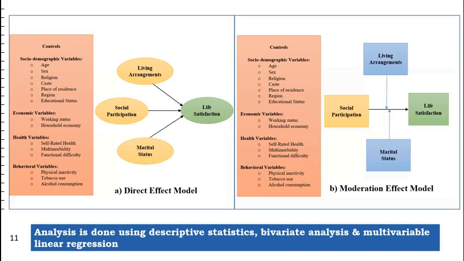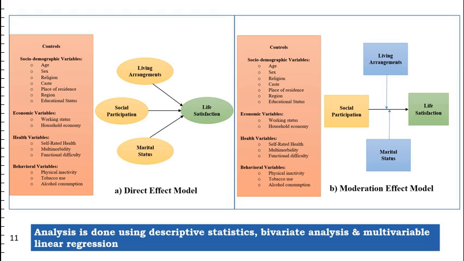So these are the conceptual frameworks I have created for this study. The first framework shows the direct effect of these 3 major variables, that is living arrangement, social participation, and marital status, on life satisfaction. The rest of the variables are put as control variables. The second model shows the moderating effect of living arrangement and social participation on life satisfaction, and then the moderating effect of marital status and social participation on the life satisfaction of older adults.